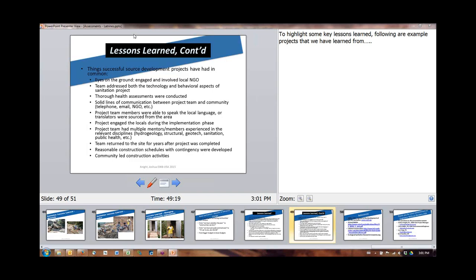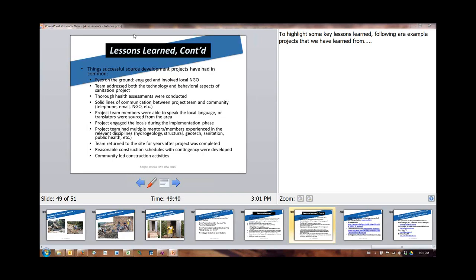Lines of communication are so important for any project. If you can speak the local language, that's very important, on top of having local translators from the area. Get them involved very quickly. Have lots of different mentors, not just one.